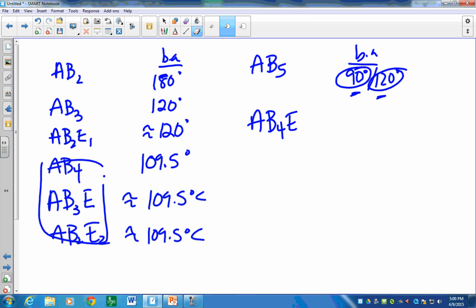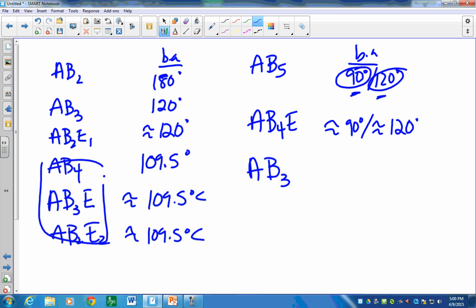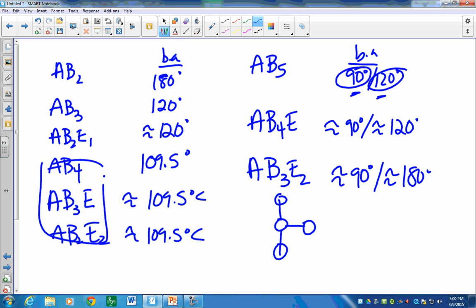Now AB4E1, which is my favorite, it's seesaw. That still has bonds of approximately 90 and approximately 120. But as soon as you pull out 2 of the 3 equatorial atoms, this thing changes to the letter T. And you have approximately 90 and approximately 180. What happens is these 2 lone pairs over here squish these a little bit. So these are a little bit less than 90, and this is a little bit less than 180. Or this is 180, whatever, approximately 180.